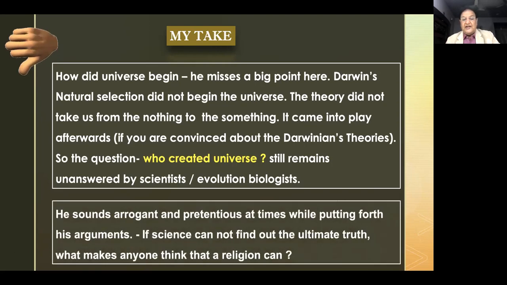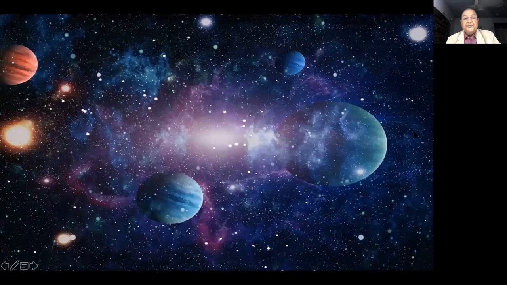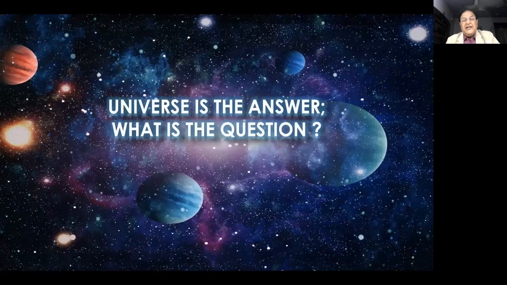He sounds arrogant and pretentious at times while putting forth his argument. For example, he says, if science cannot find out the ultimate truth, what makes anyone think that a religion can? At times his language, although he says I don't attack religion, I don't attack God, but it does. That's the question. That's the point. And then the universe is the answer. So what is the question?